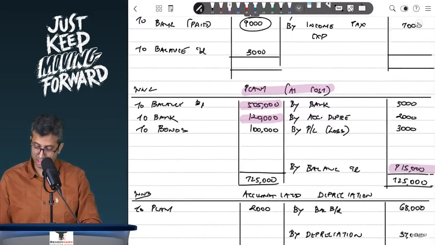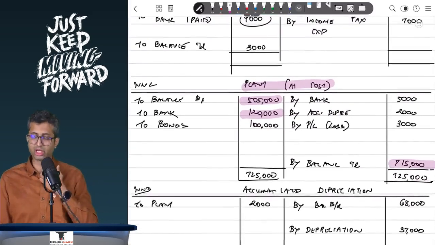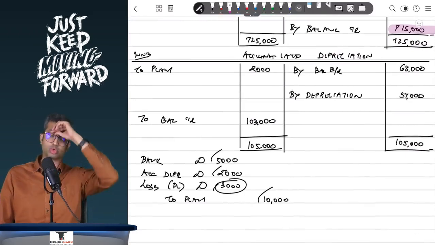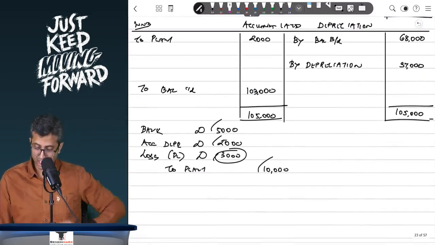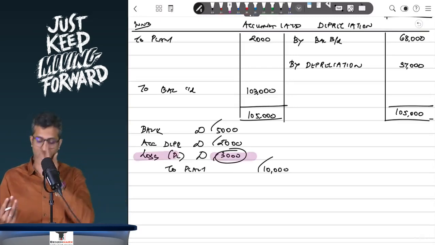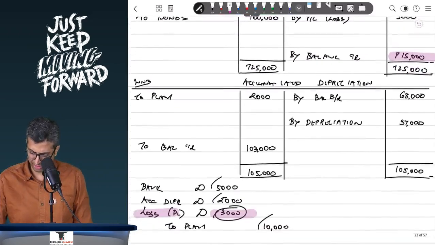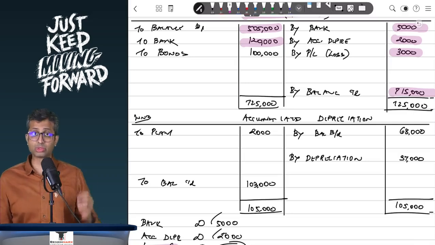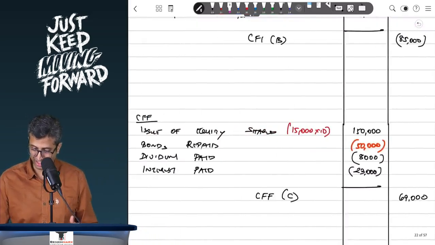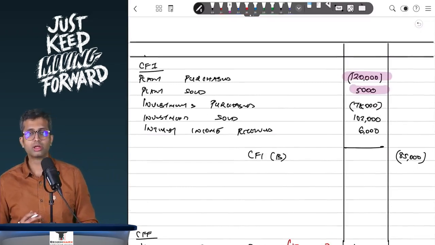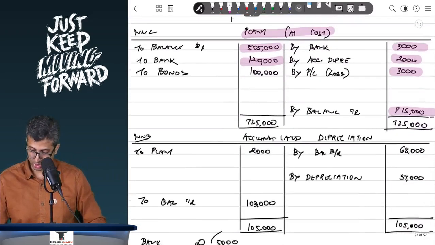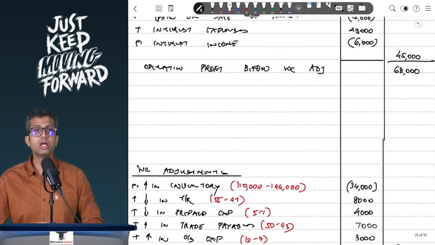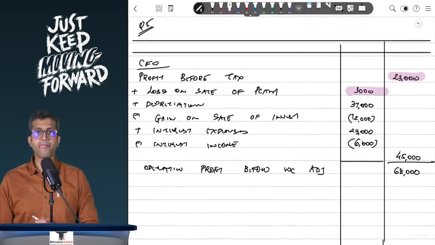1 lakh 20,000 purchased. Next, I'm selling plant. Here I've been told that plant with the original cost of around 10,000, accumulated depreciation of around 2,000 is actually sold for 5,000, and hence your entry will result in a loss of around 3,000. So if I put this over here, I will say okay, this is going out by 532, that is around 10,000. Each one has a different effect. Bank will go in cash flow from investing and receiving money. 2,000 will go in accumulated depreciation, that is for assets sold, and another 3,000 will go under the indirect method as a non-operating item.